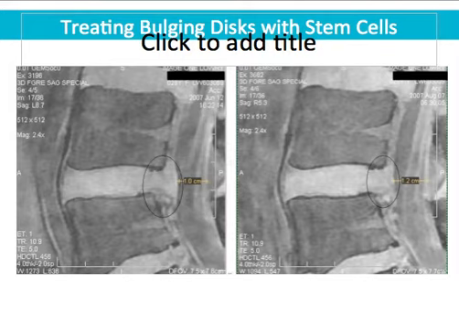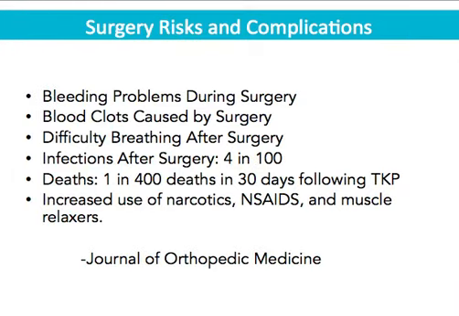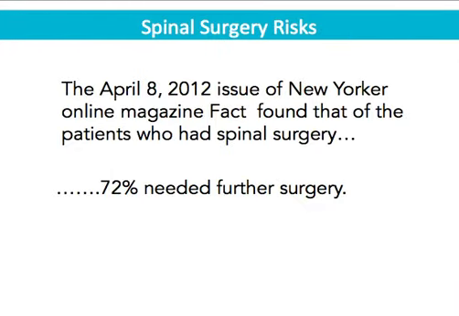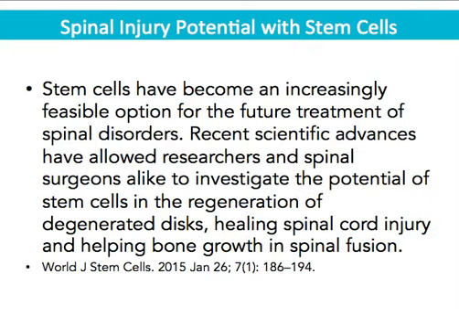Here's some studies with bulging discs. You can see where the discs are injected. 5 weeks later, they do another scan, and you can see from this image that the disc actually retreated. There's no more bulging disc in that patient. Lots of risk with surgery. We're trying to help people avoid that because spinal surgery is very risky. An interesting study published by the New Yorker online magazine found that of patients who had received spinal surgery, 72% needed further surgery.